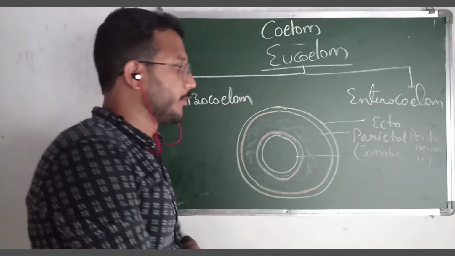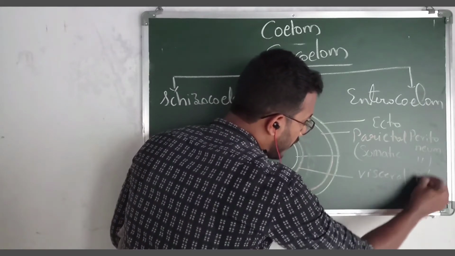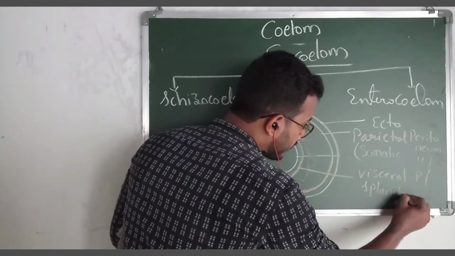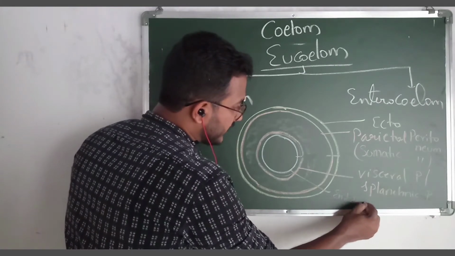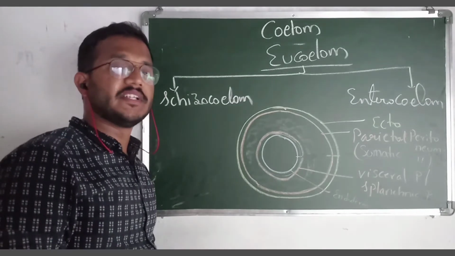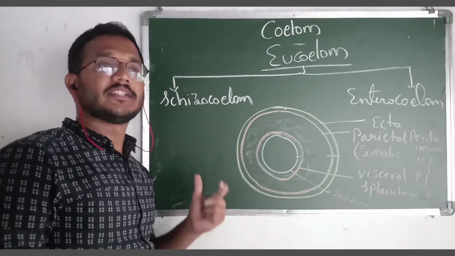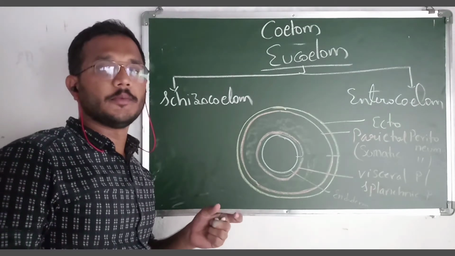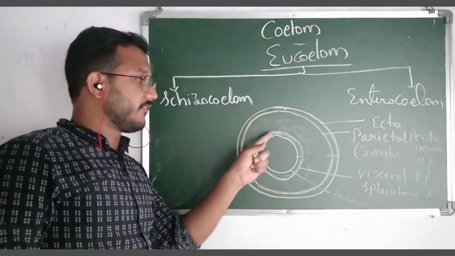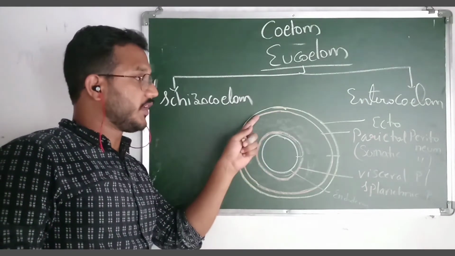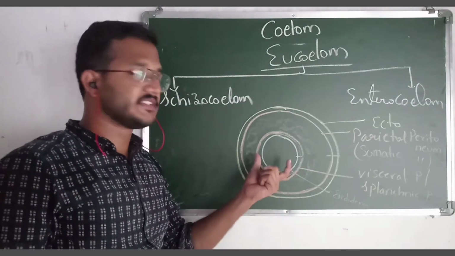So the outer layer is parietal peritoneum and the inner layer is visceral or splanchnic peritoneum. The inner layer is known as that, and this is the endoderm. See, this is the difference between coeloms. In acoelomates, the mesoderm is modified into mesenchyme, a solid mass of cells, and there is no coelomic space. And in a pseudocoelom, the mesoderm is present only on the outer layer, lining the ectoderm, not lining the endoderm. And here in true coelom, the mesoderm is divided into two layers, one layer attaching to the ectoderm and one layer lining the endoderm. So the outer layer of the mesoderm is known as parietal peritoneum, and the inner layer is known as visceral peritoneum. So this is the true coelom.